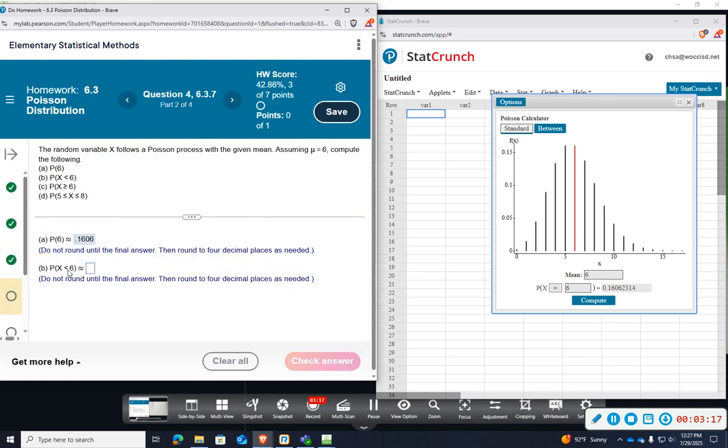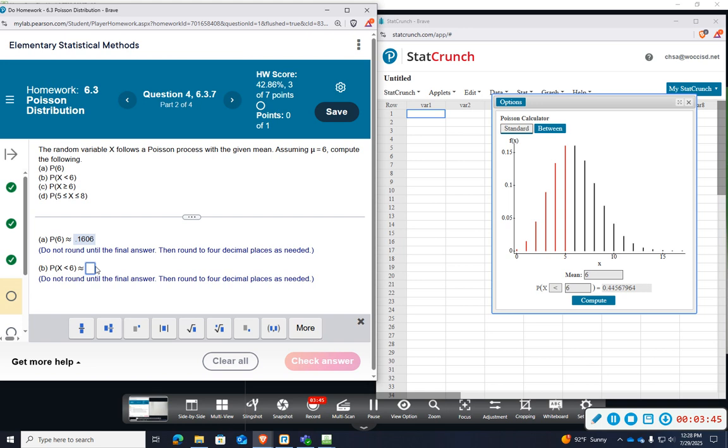Okay, so while I have this open, I'm now going to do less than 6. Less than. So just change that. You still got the mean of 6. We're just going to change that to less than. And as you do it, it automatically computes, but you can see it there. So less than 6 would include 5, 4, 3, 2, 1, or 0. It adds all those up for you, and it gives you 0.4457 when rounded.